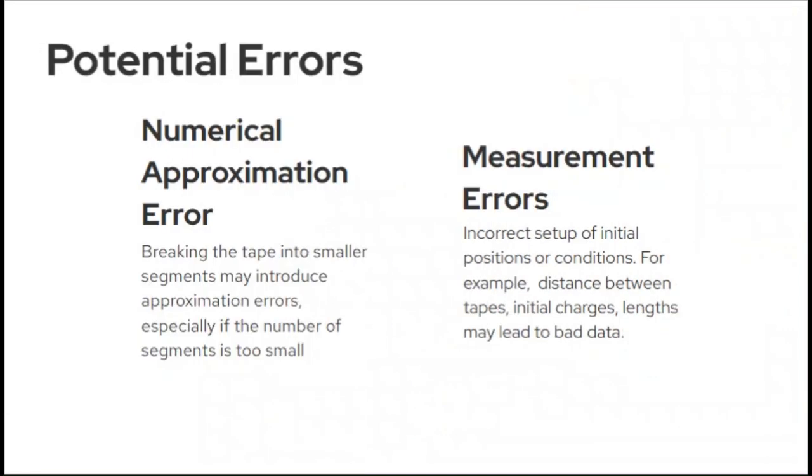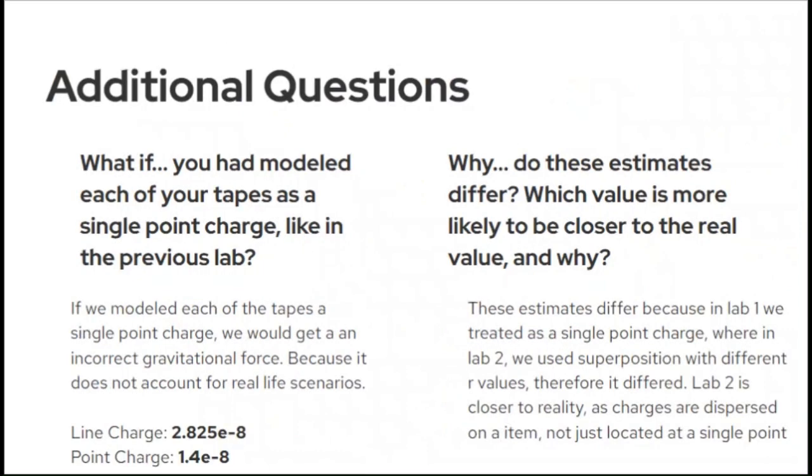Some potential errors would just be numerical approximation errors. Breaking the tape into smaller segments may introduce errors. Measurement errors such as incorrect setup of initial positions or conditions, such as the distance calculated between the tapes. So what if you had to model each of your tapes as a single point charge, like in the previous lab? We would get the incorrect electrical force because it does not account for real life scenarios.